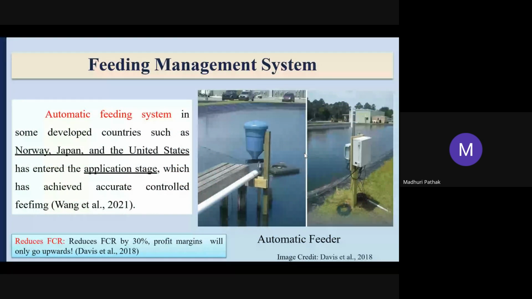So this is the feed management system, automatic feeding system, in some developed countries such as Norway, Japan, and the United States. A few automated feeders are also being used in India in some places for crustacean and fish aquaculture. So this is in the application stage now, which has achieved accurate control of feeding.